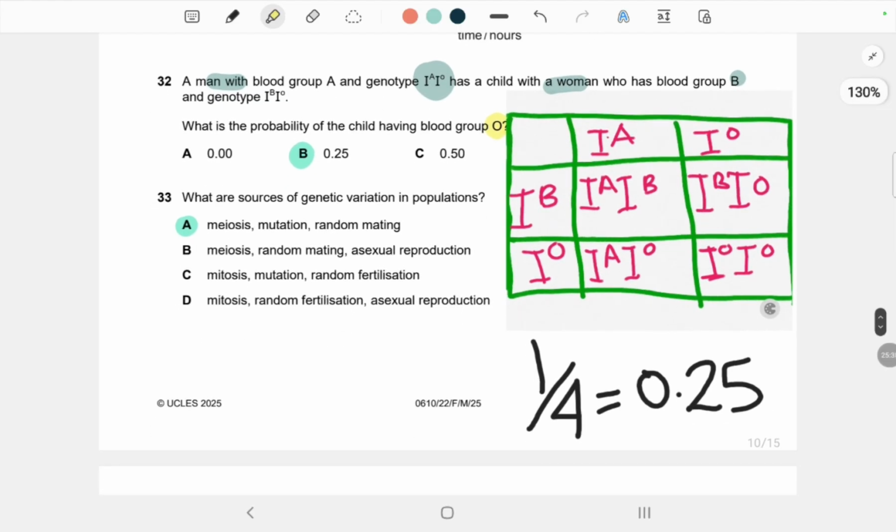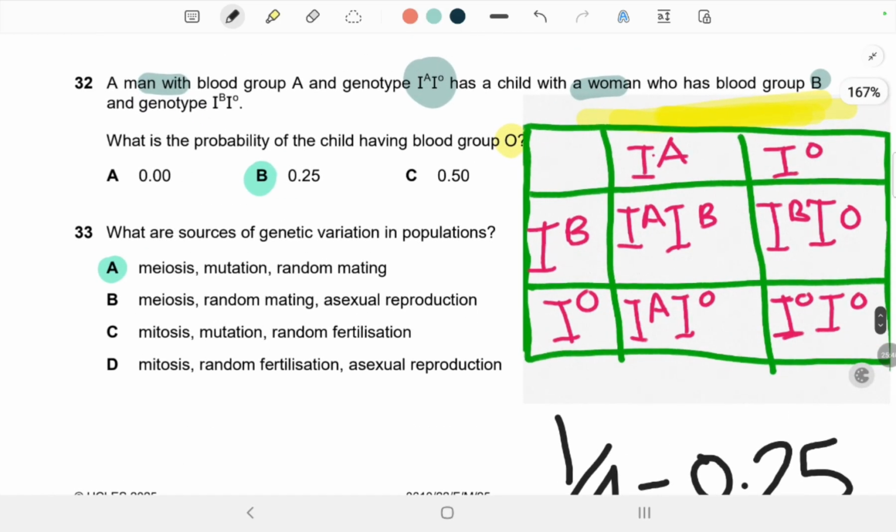Now moving on to the next question, and I have left it for you here just to understand it, and here's the diagram. I hope you see it clearly. What are sources of genetic variation in populations? Of course, meiosis, mutation, random mating. Why is B incorrect? Because asexual reproduction is only for genetically identical offspring, not genetically different. Mitosis, no, it should be meiosis.